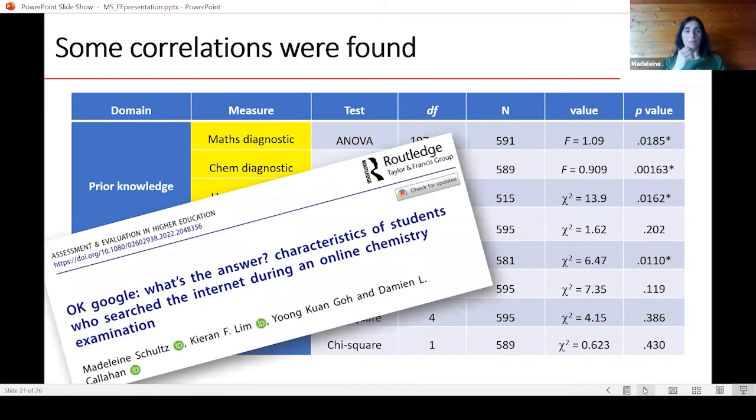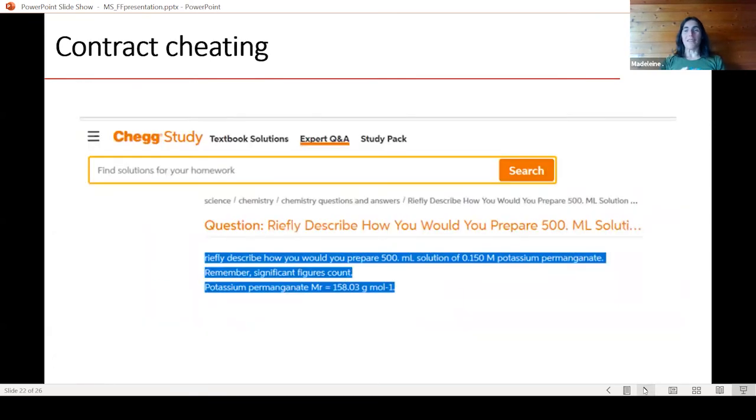We published this quite recently in Assessment and Evaluation in Higher Education, so if you're interested in more details, we have more questions that we looked at. I'm low on time, but I just want to very briefly flag contract cheating. We know that 2022 is the year of contract cheating.